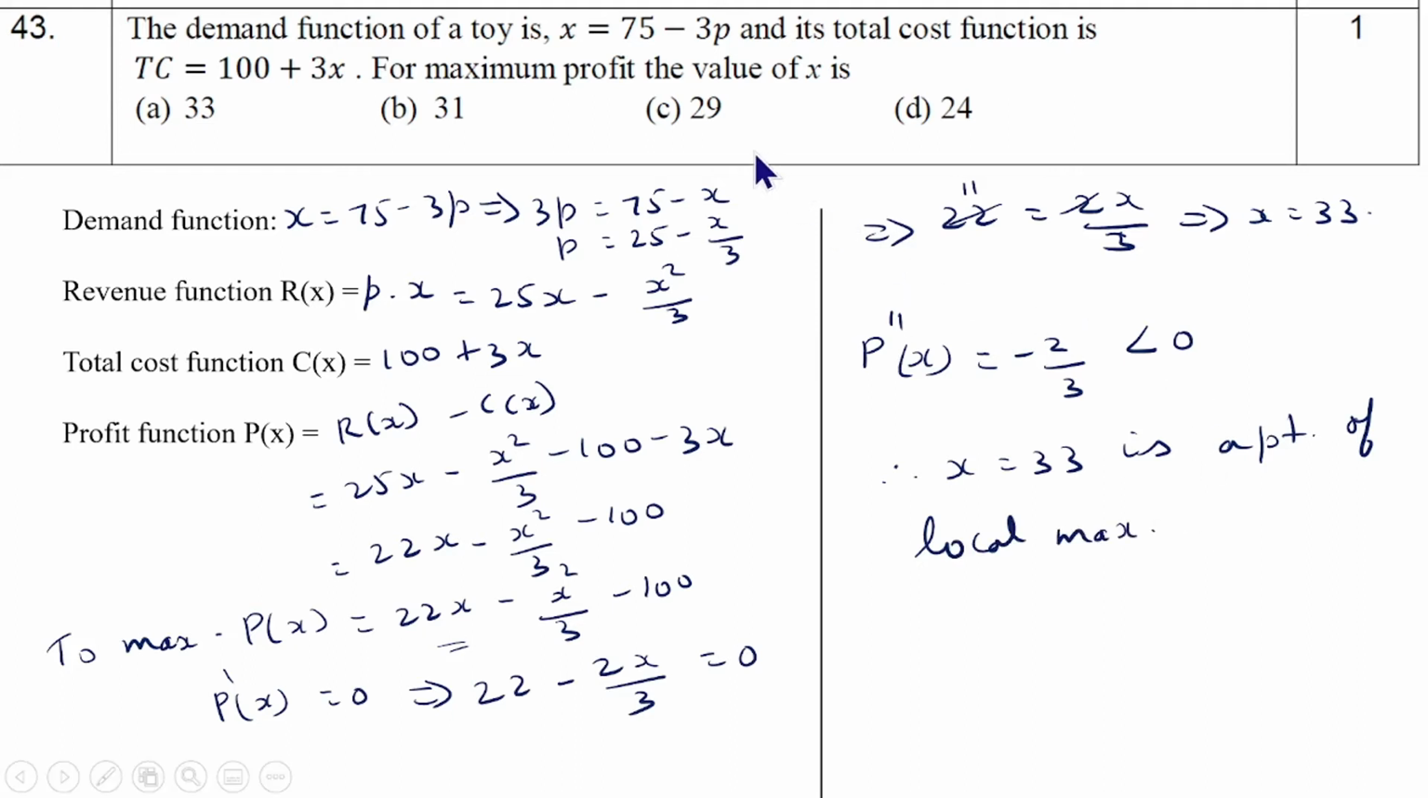So for maximum profit, the value of X is 33. So the correct option is option A. So this is the correct option.